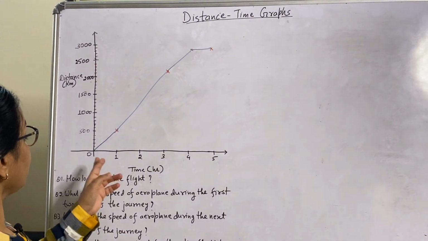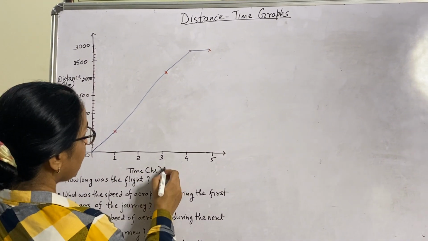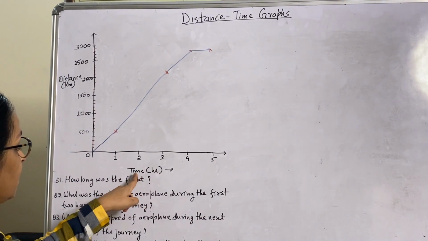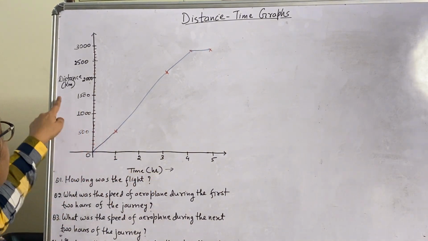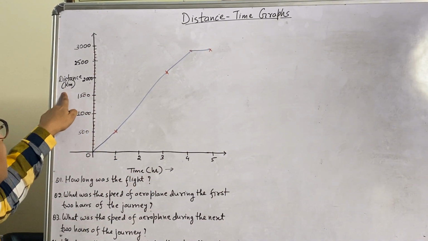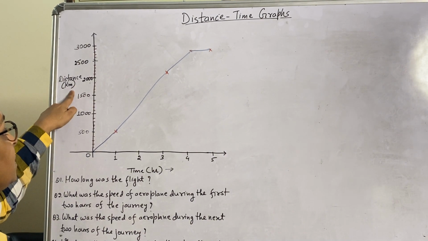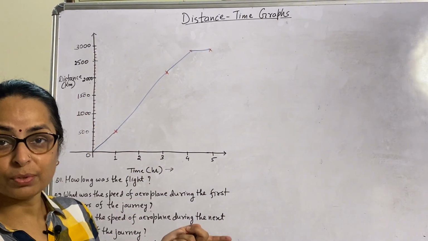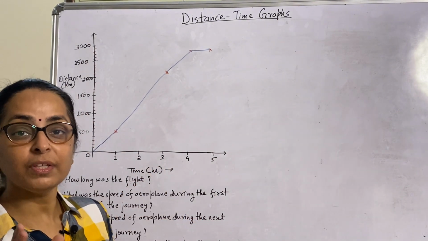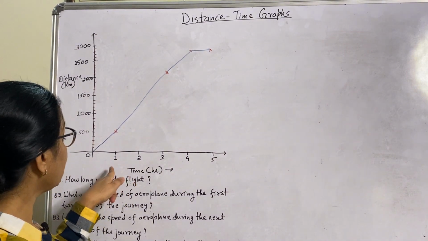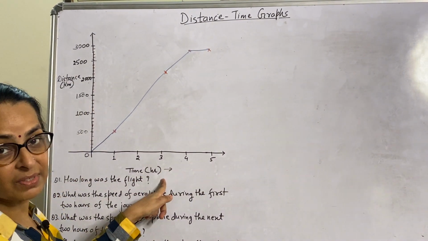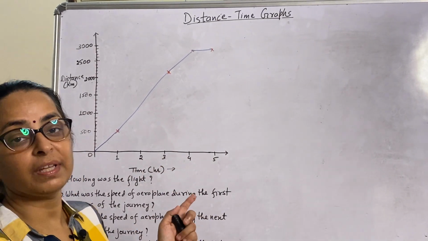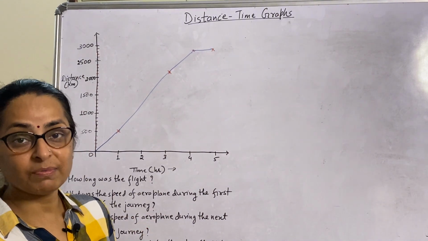In distance time graphs, as you can see here, on the x-axis time is plotted in hours. Then on the y-axis, distance is plotted in kilometers. It can be time in seconds and distance in meters also. So we have to see the units properly, and we have to mention what we are plotting on each axis. Here the graph is already plotted, so we have to read the graph and then answer the questions which are being asked.